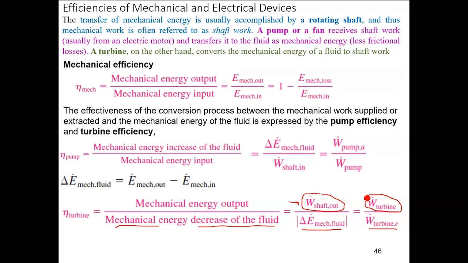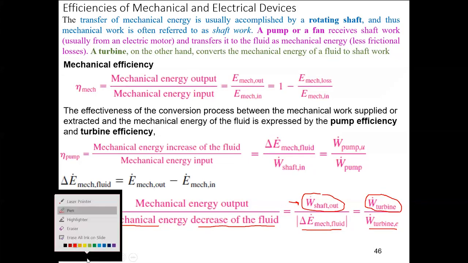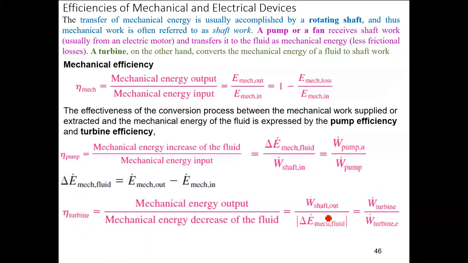Sir, please explain once more what the formula with E means. Okay, let me explain. You have understood that the fluid would give its energy to run the turbine. Is this clear? Yes, sir. All right. Now the portion of energy it gives to run the turbine, some portion of it would be used to rotate the shaft. All right? Yes, sir.